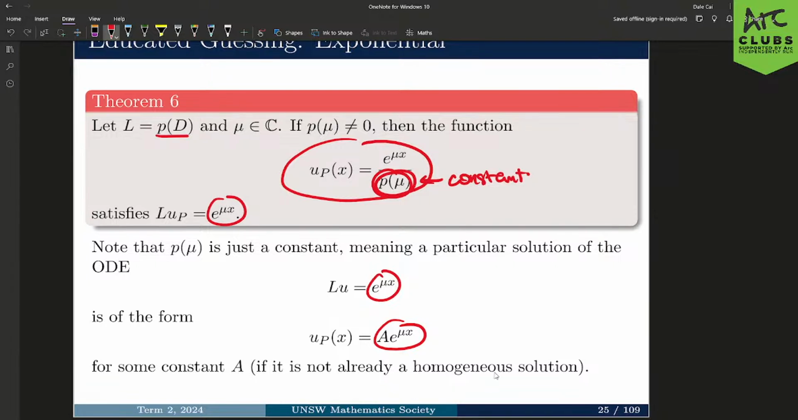And again, if it's not already a homogeneous solution. If it is, then usually we just add a power of x, add an x in front of it. So if e to the mu x is already taken, then we go to x e to the mu x. If that's already taken, then we pick x squared e to the mu x.